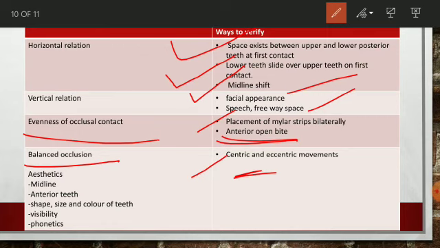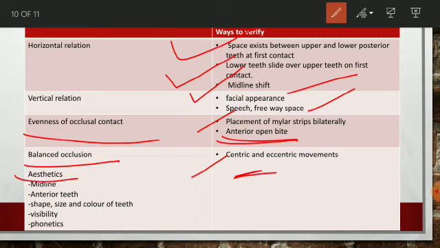As I have explained in the occlusion chapter, how the balancing is checked in every type of eccentric movement, that is protrusive and lateral movements, there is no loss of contact of the denture teeth. There is always a minimum 3-point contact which should be maintained in the dentures.